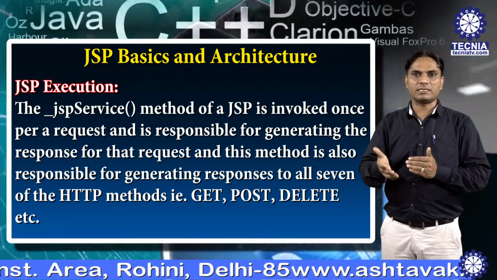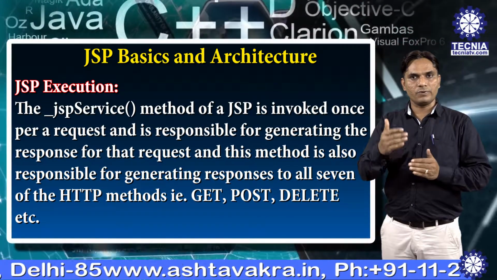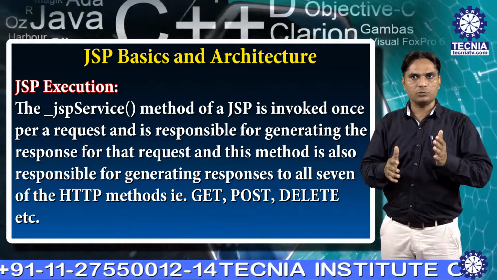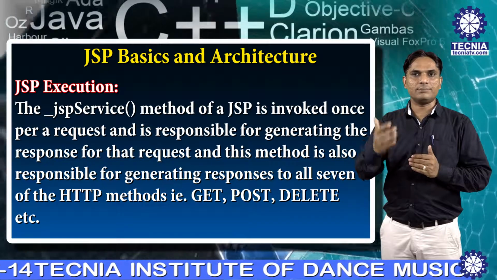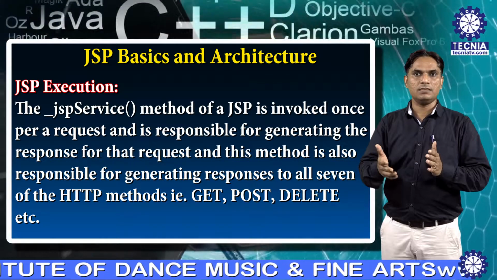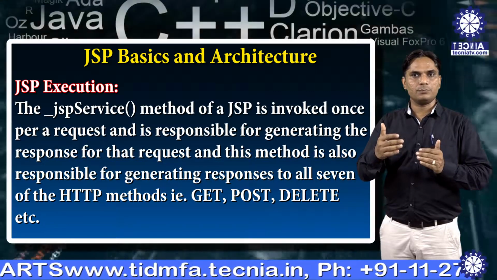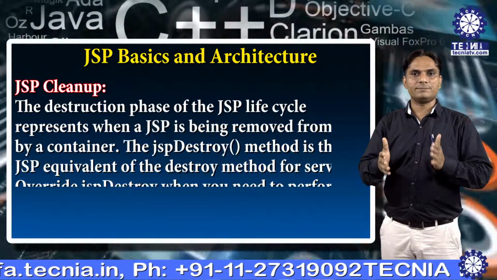The _jspService method of a JSP is invoked once per request, and it is responsible for generating the response for that request. This method is also responsible for generating responses to all 7 of the HTTP methods: GET, POST, DELETE, etc.